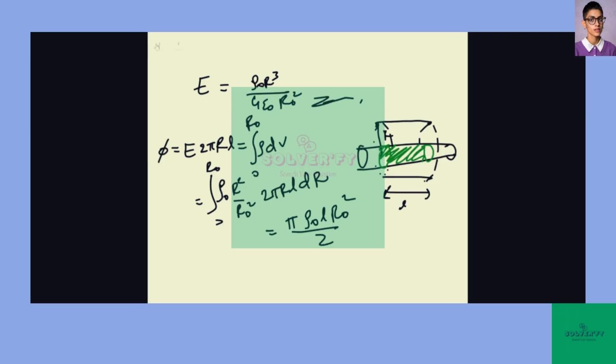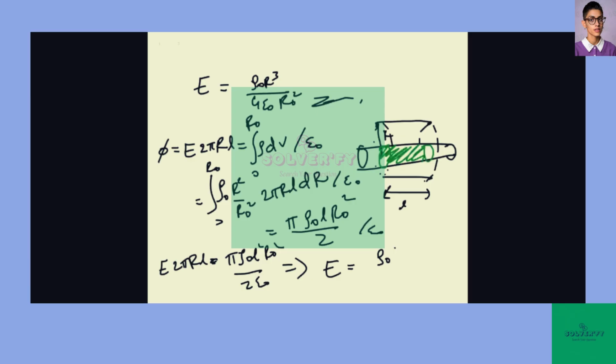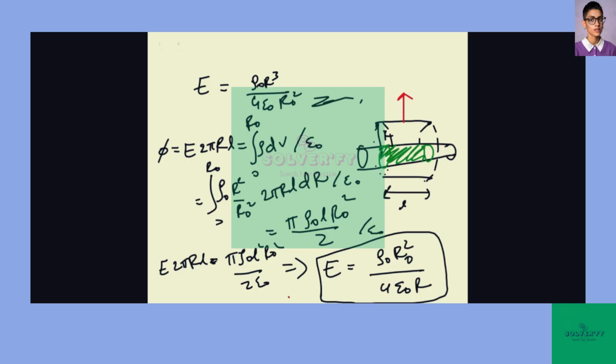Again, using the same formula, flux, which is E into 2 pi rL, is equal to charge enclosed, which is pi rho naught L r naught squared by 2 epsilon naught, gives us electric field is equal to rho naught r naught squared divided by 4 epsilon naught r. Also remember that the electric field direction will be radially outwards. That's it.